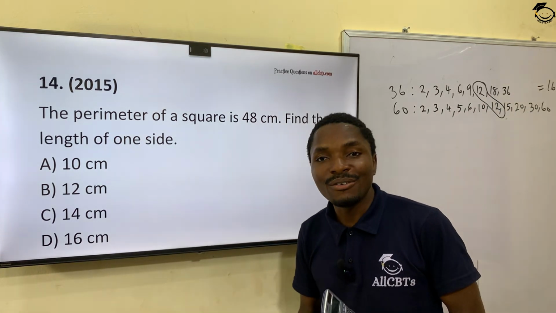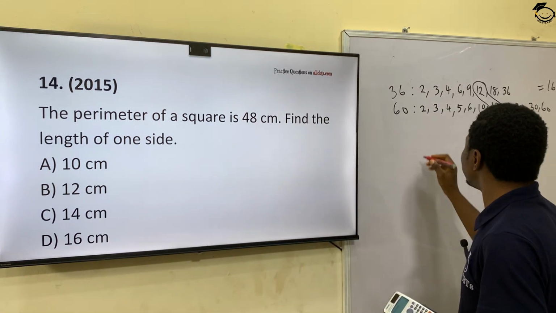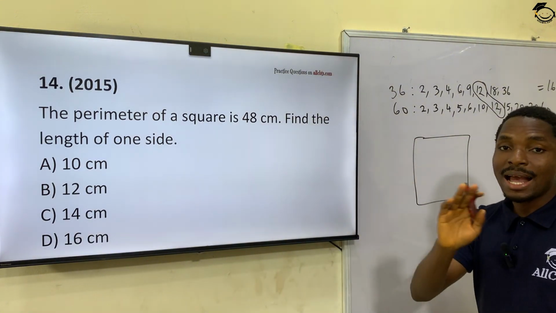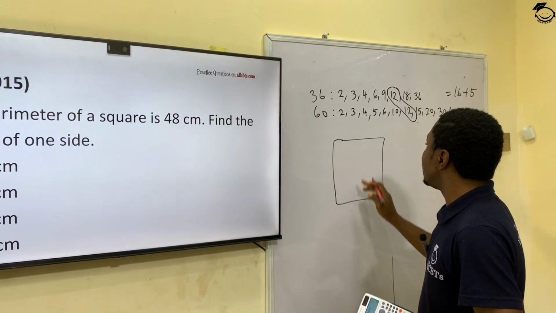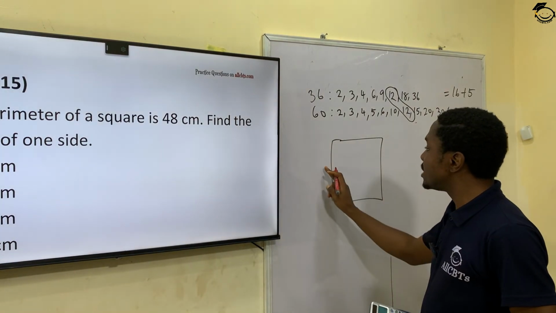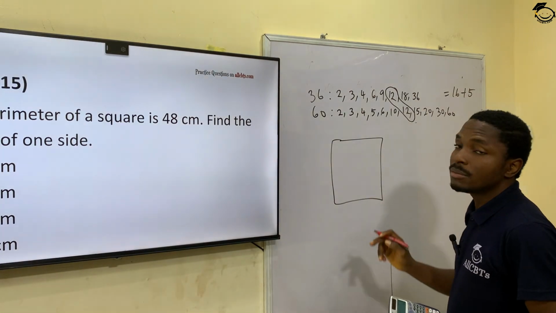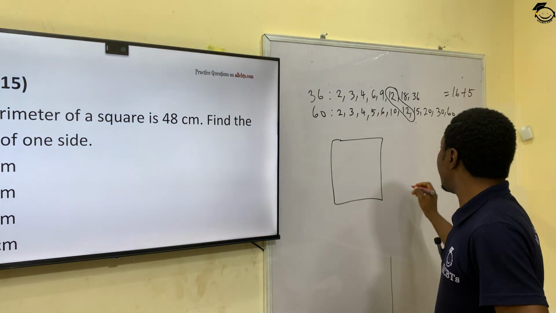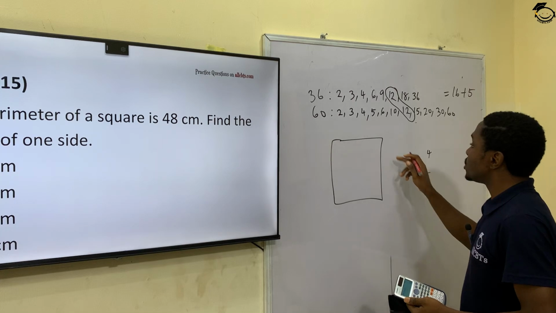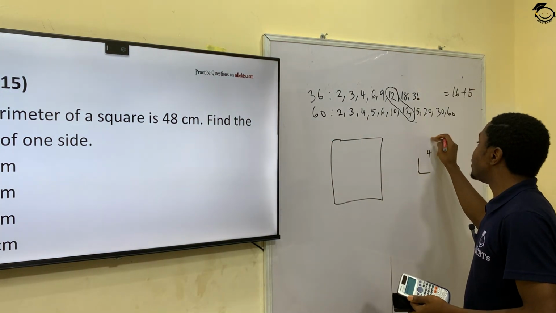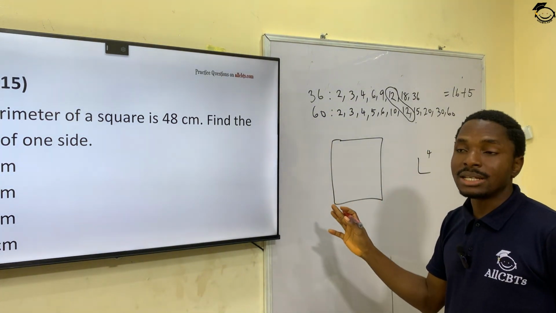Question 14. The perimeter of a square is 48 centimeters. Find the length of one side. So this is a square. In a square, all sides are equal. Whatever is here is equal to whatever is here, and here, and here. So the formula for the perimeter of a square is 4L, because all four sides are equal.